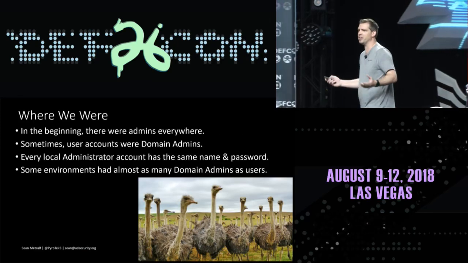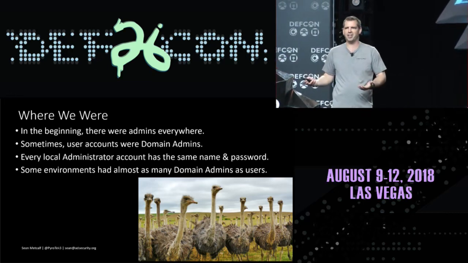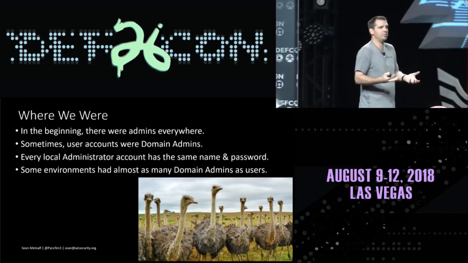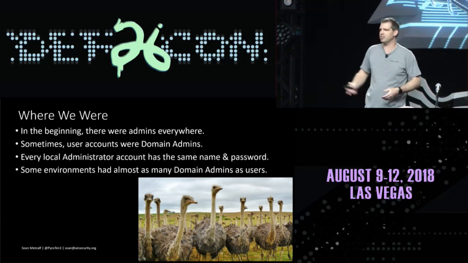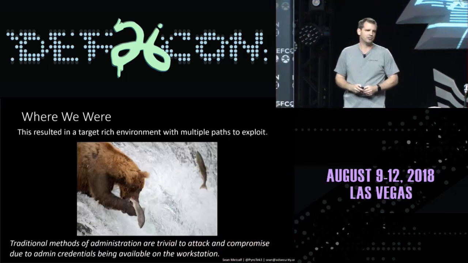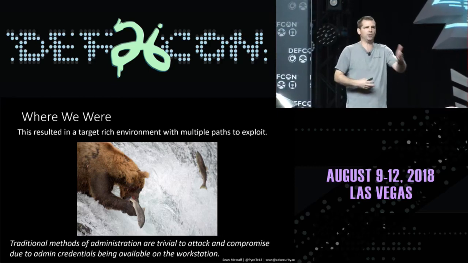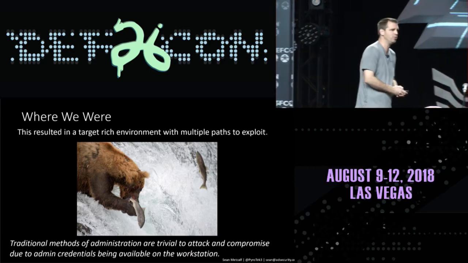But in the beginning, there were admins everywhere. User accounts for domain admins. Every local administrator account was the same, probably same now in some places. Please change that. But some environments have as many domain admins as users, which is bad. So like as many admins as ostriches in this picture. Because I like ostriches. And so this was target rich. There were a lot of opportunities. Any account you found had some sort of admin rights, which is probably not too much different in some of the environments you walk into.